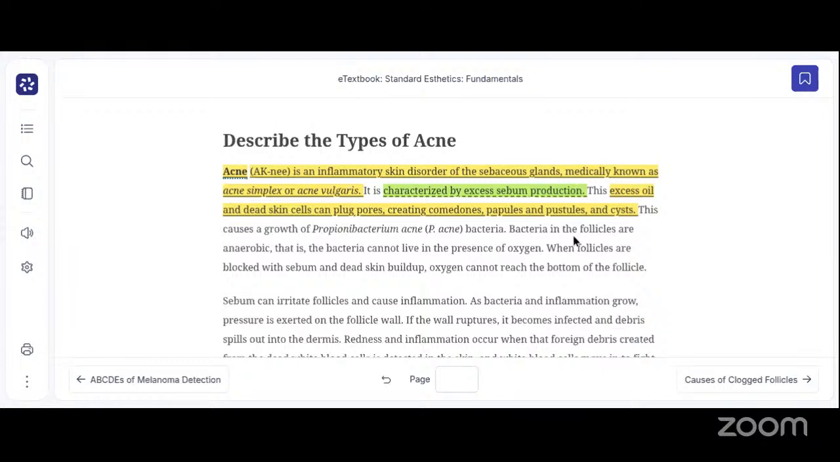Okay. The specialty area. It says bacteria in the follicles are anaerobic. That is, the bacteria cannot live in the presence of oxygen. So if the atmosphere is oxygen, it is going to stay embedded. It will stay embedded in the skin, in the follicle. We don't want the bacteria to be embedded in the follicle, okay? Because it just moves from one place to another.